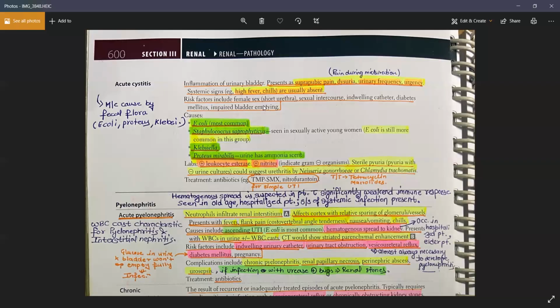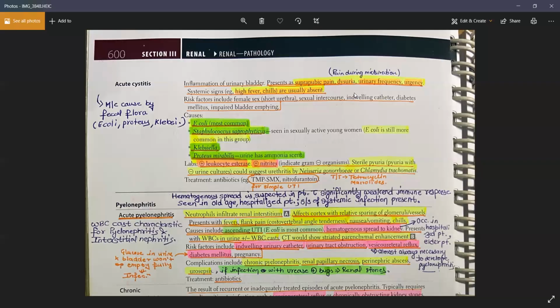Risk factors include the female sex because they have a shorter urethra. Any sexual intercourse can do that. Indwelling catheters can do that, and I told you already about all these nosocomial infections which can cause a UTI. Remember, who was the most common one?